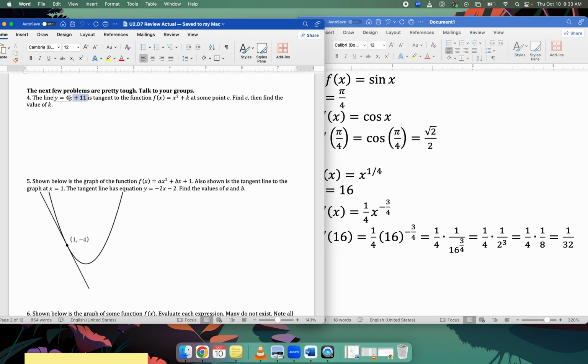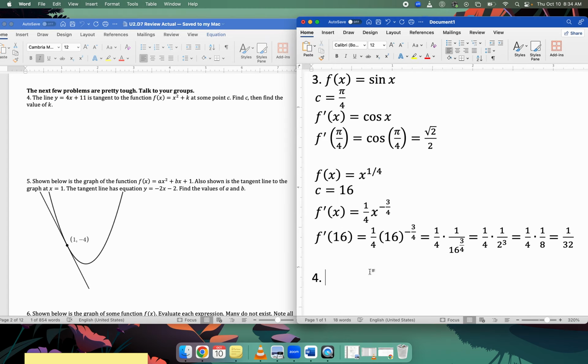Now, if you stare at this equation, it's in slope-intercept form, right? That's y equals mx plus b form. And so it's very clear that the slope of this line is 4. But again, what line is that? It is not just any line, it is the tangent line at c. So the slope of the tangent line at c is 4, right?